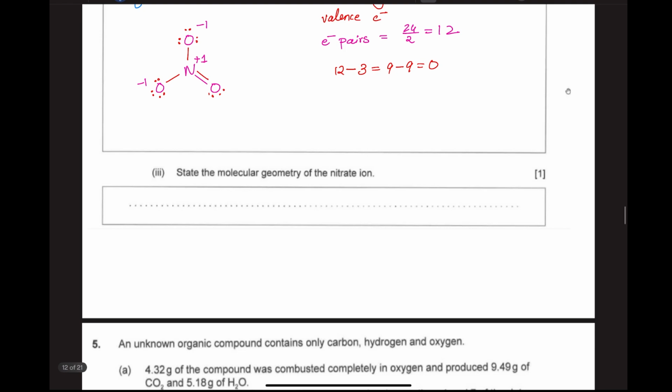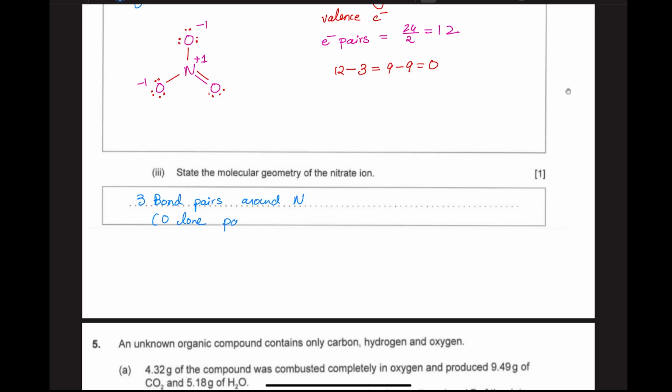Now we define the molecular geometry of the nitrate ion. So we have 3 bond pairs around nitrogen, right? The double bond will count as 1 bond pair when it comes to VSEPR. So 3 bond pairs around nitrogen, and there are no lone pairs.